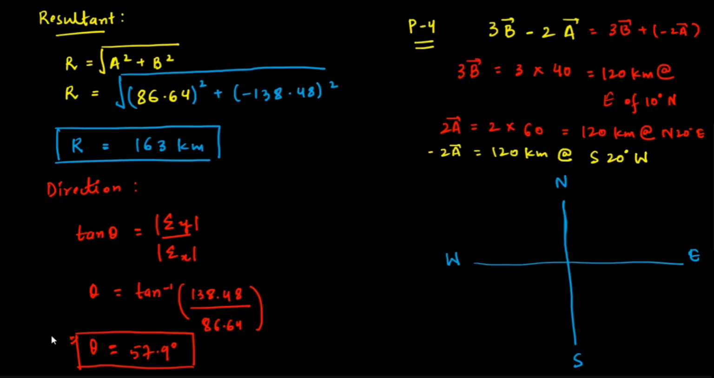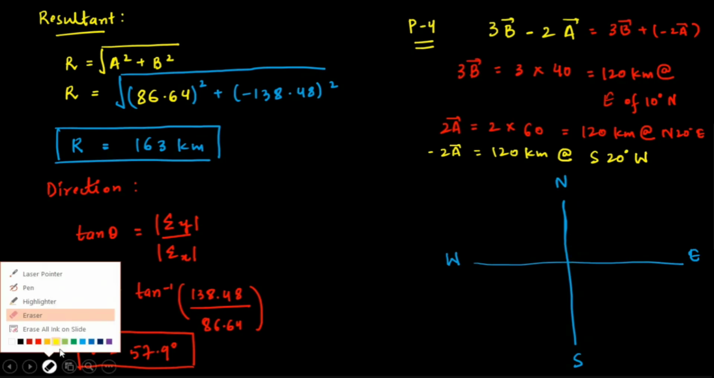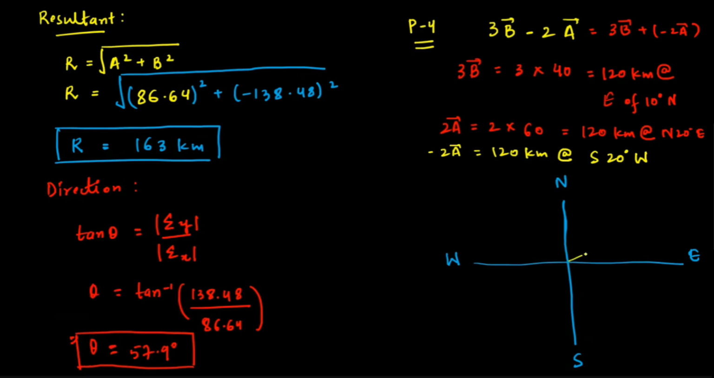So 120 kilometers east of 10 degrees north means the 120 lies like that. This is going to be 10 degrees, I would say. Not this one. East of 10 degrees north means this. This is going to be the 10 degrees. So it is 120 kilometers.